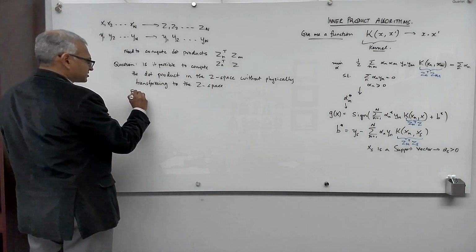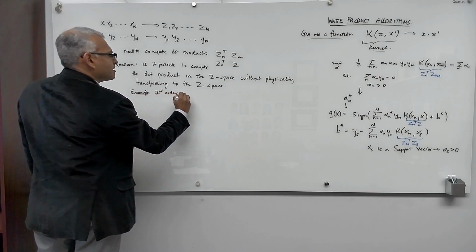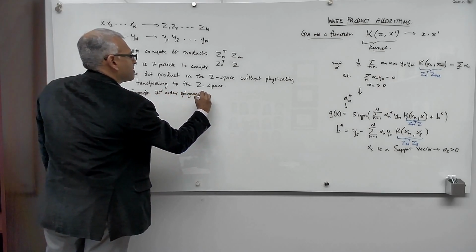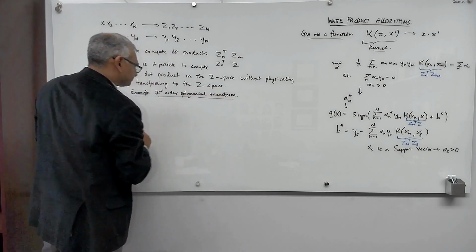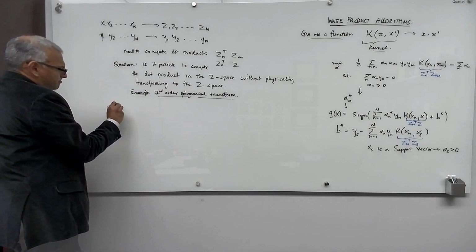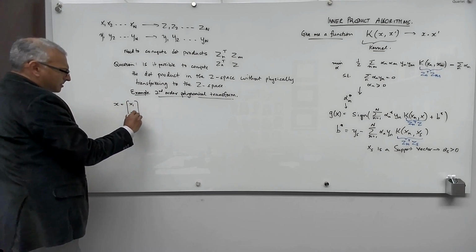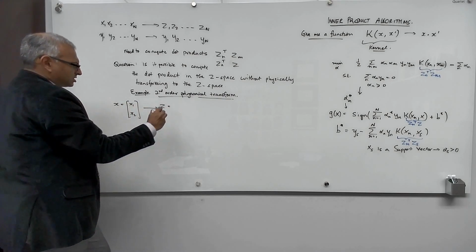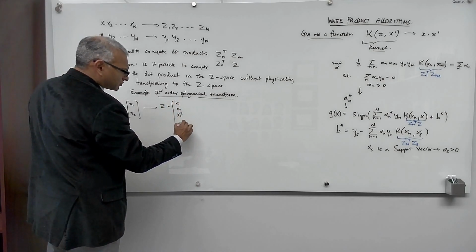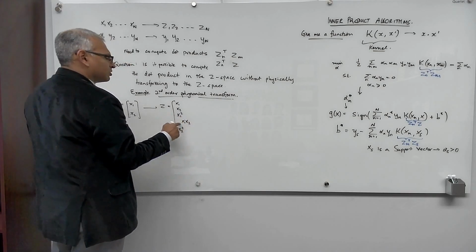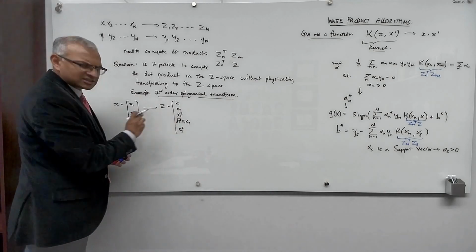Okay, so example. So the simple example first. Okay, second order polynomial transform. So we have x, it's intensity symmetry, let's say, so two-dimensional x, x1, x2, and that goes to z, which is x1, x2, x1 squared, square root of 2 x1 x2, x2 squared, and I'm going to put a square root of 2 here. So it's the standard polynomial transform. It doesn't affect the polynomial transform, it just makes the algebra more convenient.